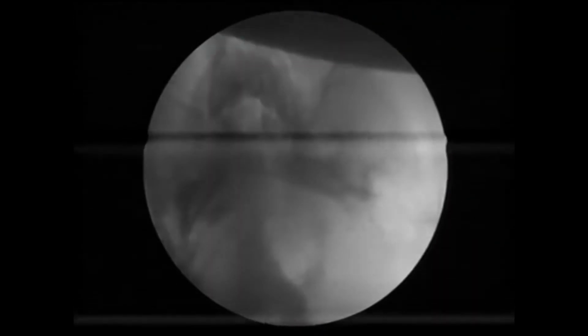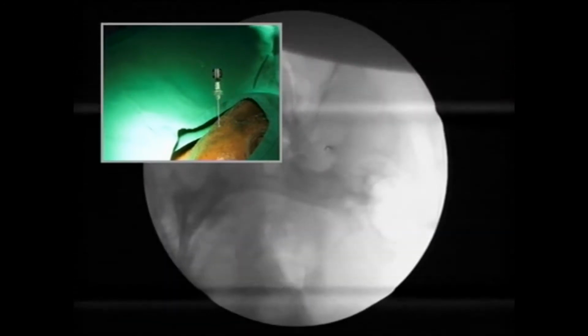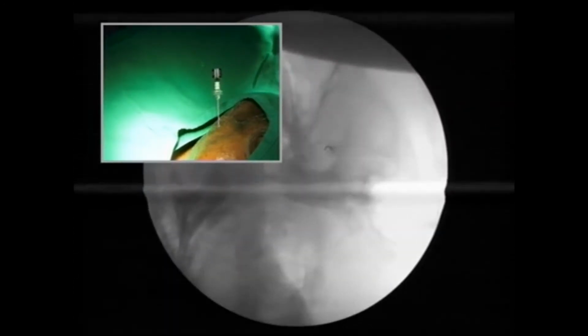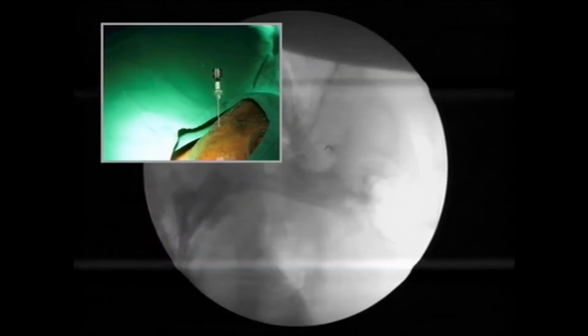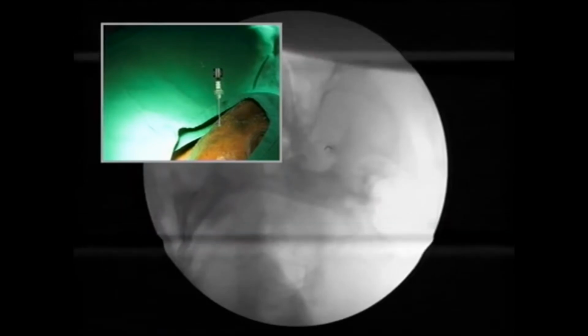Can you shoot again? Yeah, it's right in the middle there. I'm happy with the needle position. So I'm just sedating the patient a little bit more, so he's more comfortable. Once I'm inside, then we'll check, go to lateral and then start stimulation.